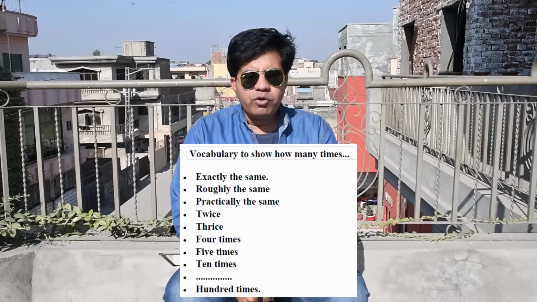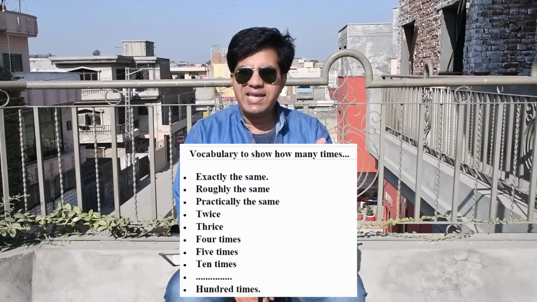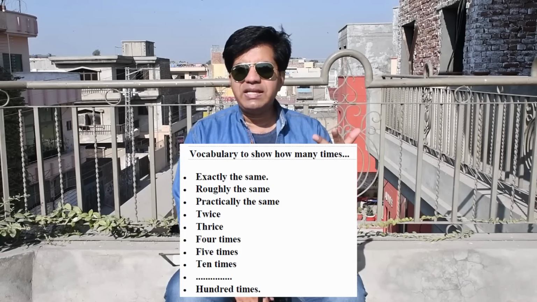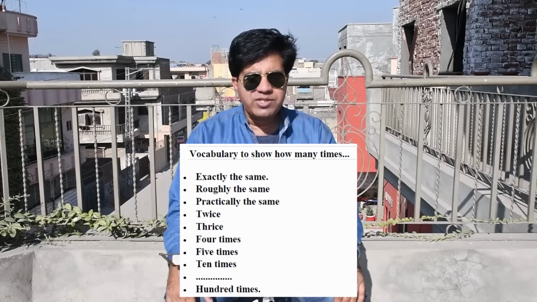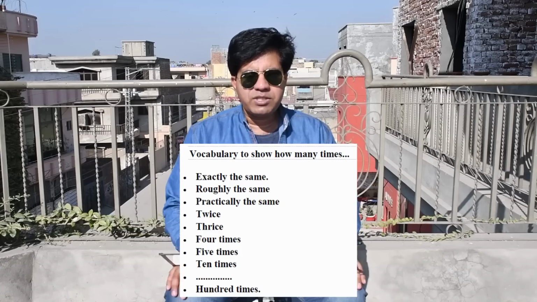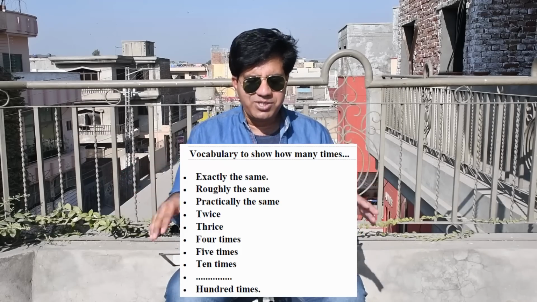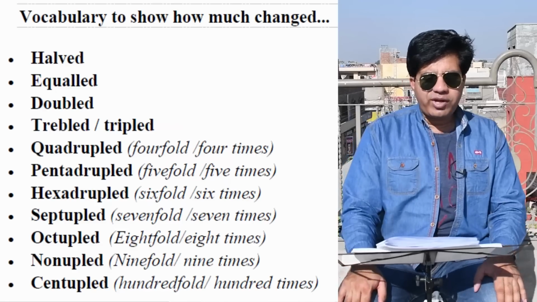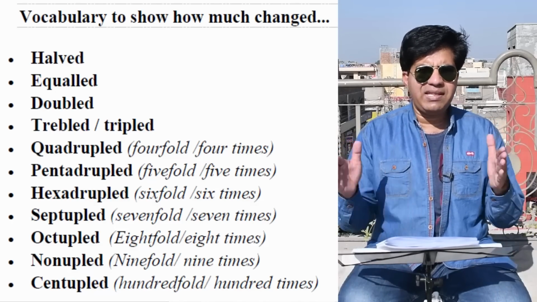Let's go on. Vocabulary to show how many times. Exactly the same, right? Roughly the same. Practically the same. Twice means two times more, thrice, three times more, four times more, 5 times, 10 times, and 100 times, okay?